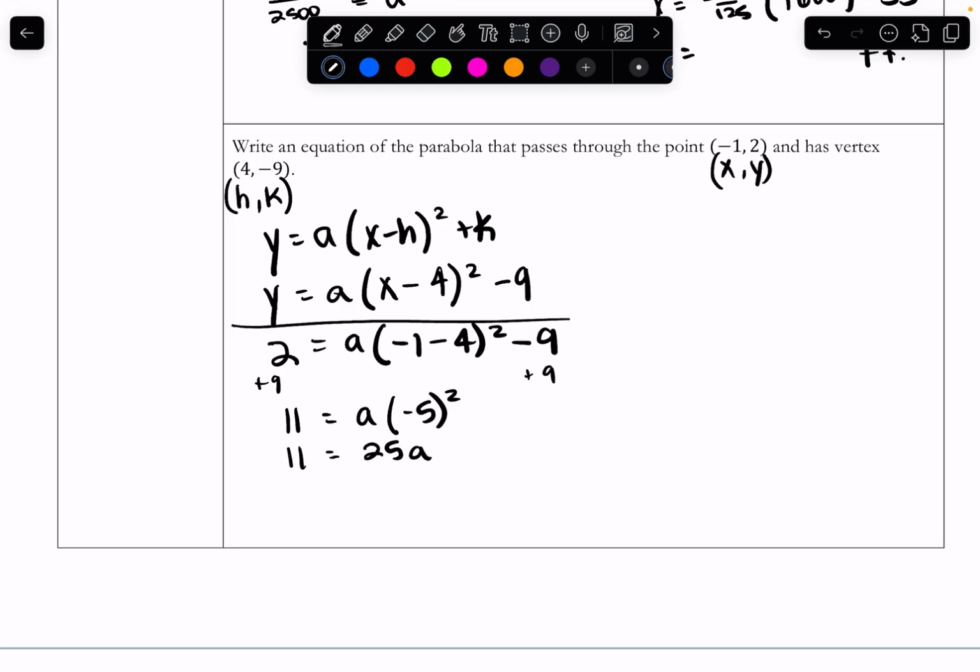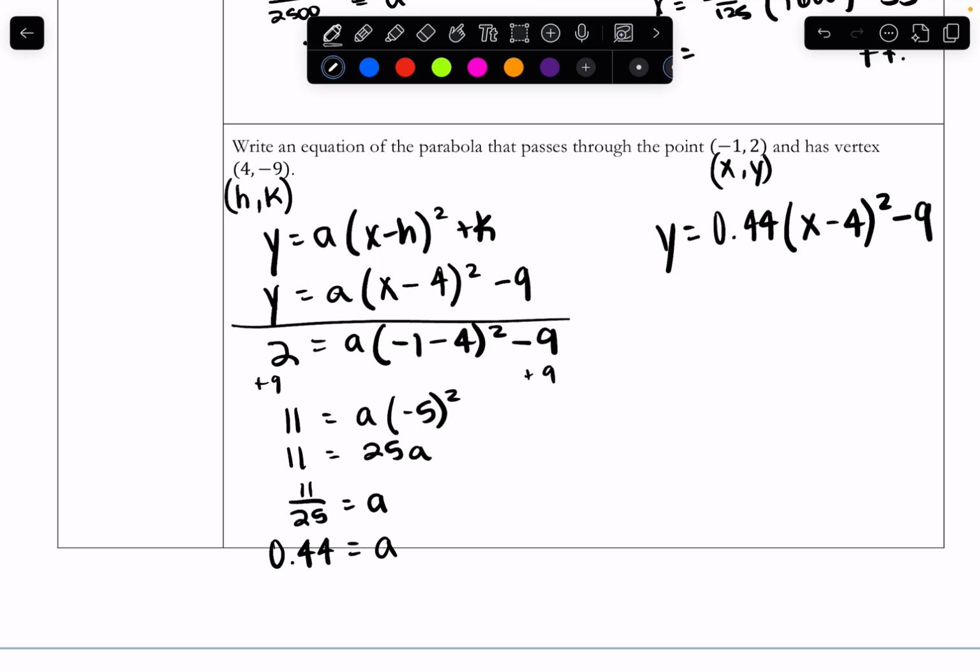And then I have 11/25 as A. On this one, I'm just going to go ahead and convert to a decimal because I can, just to show you what that looks like. If A is a fraction or a decimal smaller than 1, that is the vertical shrink. So when we write our parabola over here, 0.44 is going to go in the very front of my squared parentheses. Okay, that is my equation, and that is all I was asked to do here.